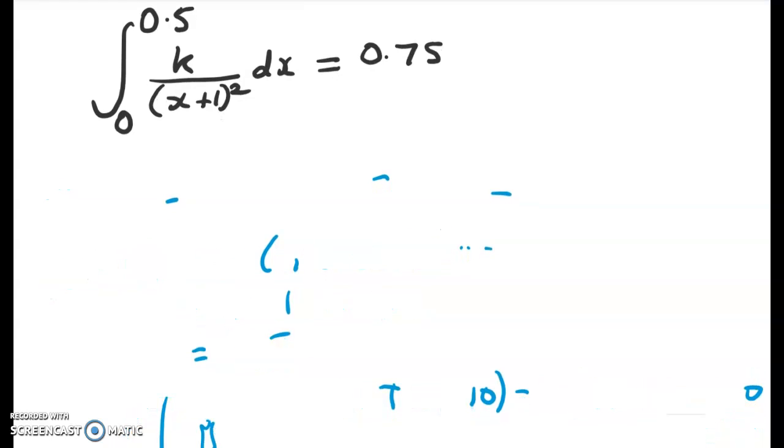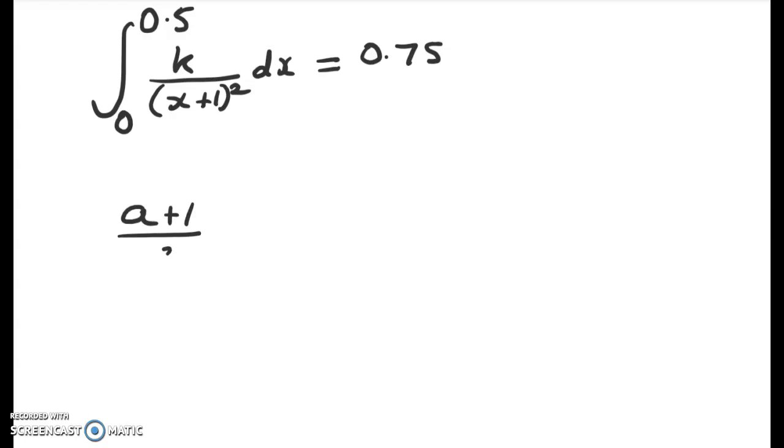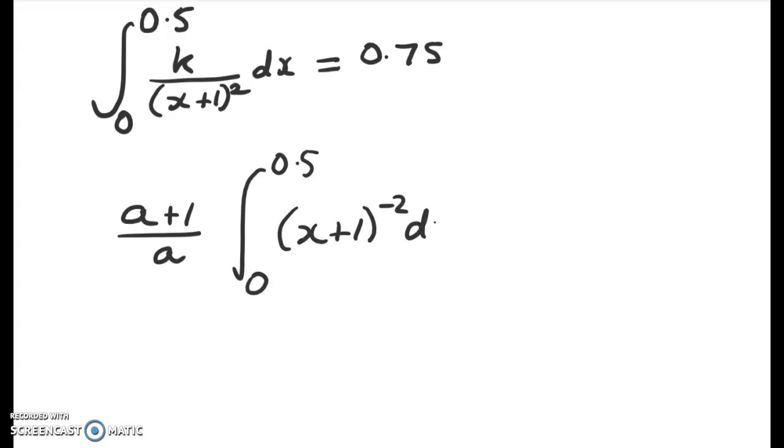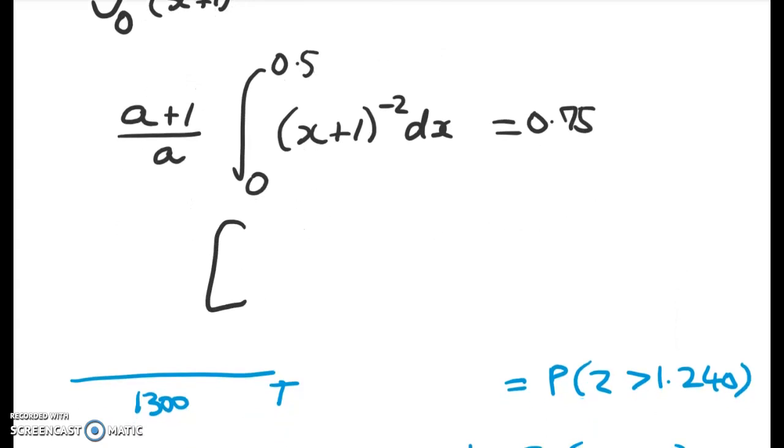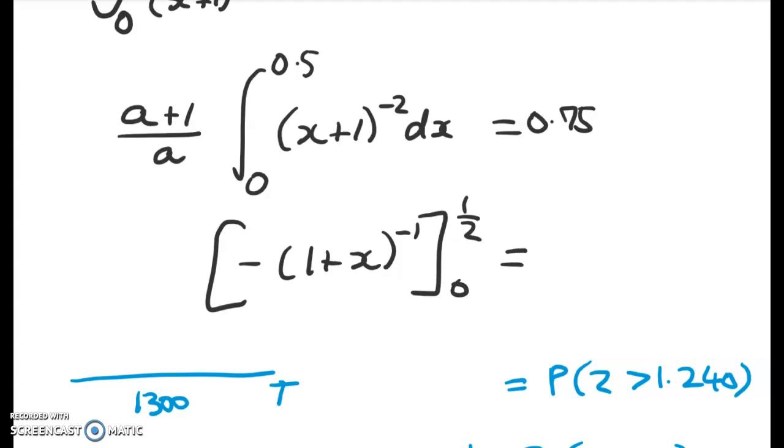So you can try this while I'm just cleaning up this bit of the laptop. So pause the video and try and work that through and see what you get. And I'm going to do that now. So k is equal to (a plus 1) over a. So that can sit out here. We've got 0.5 to 0. We've already done this. So we have negative 1 over (x plus 1) from 1/2 to 0 is equal to, so cross multiplying here, we've got 3/4 times a over (a plus 1).